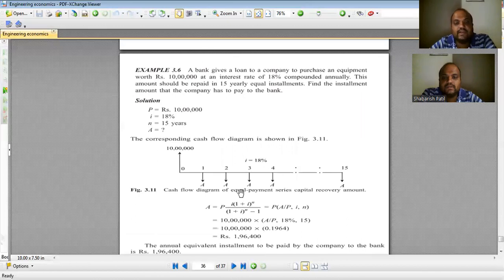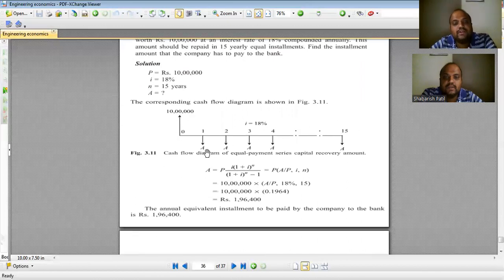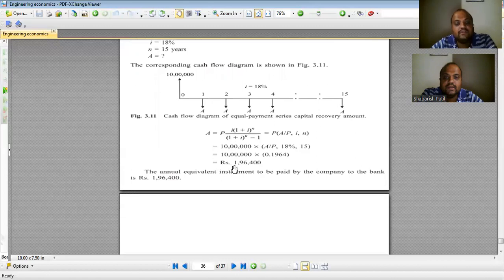So the cash flow diagram is being mentioned here. Okay. Now we are supposed to calculate the annuity. So use the expression between A and P. So this is an expression between A and P. All the values are given. Substitute on the RHS, and you will be getting annuity as rupees 1,96,400. The annual equivalent installment to be paid by the company to the bank is rupees 1,96,400.